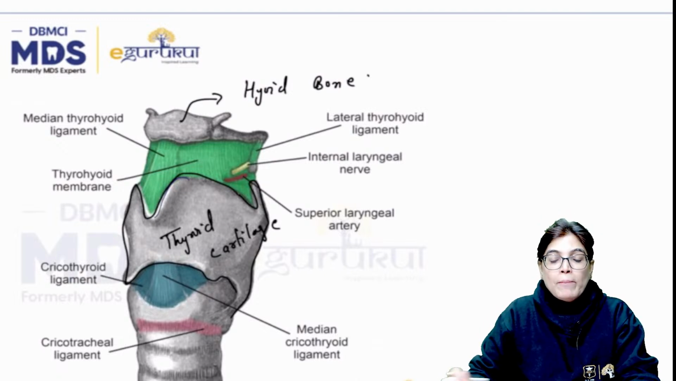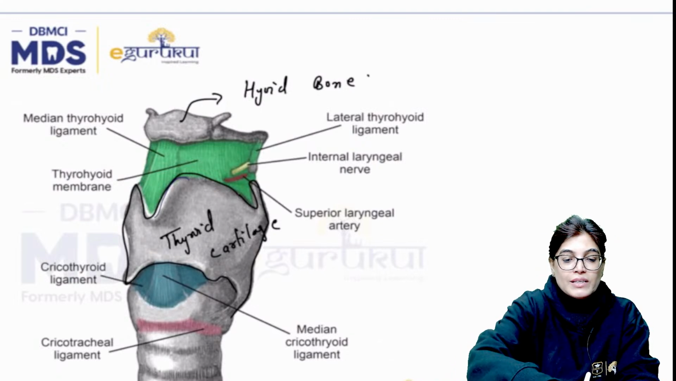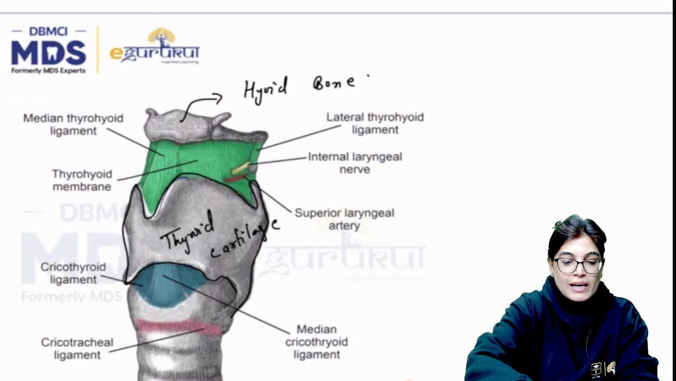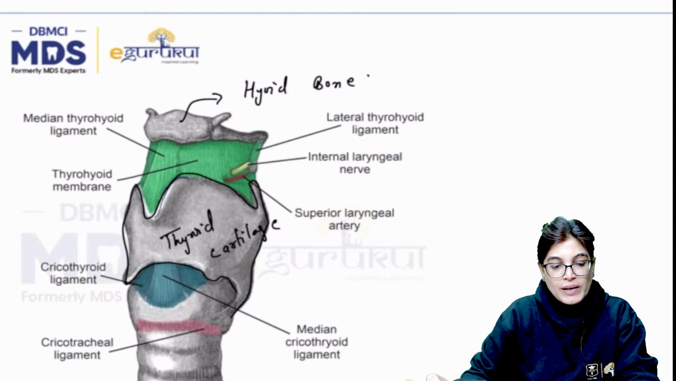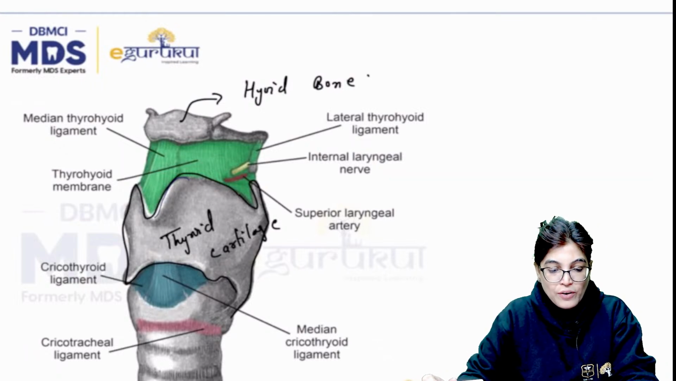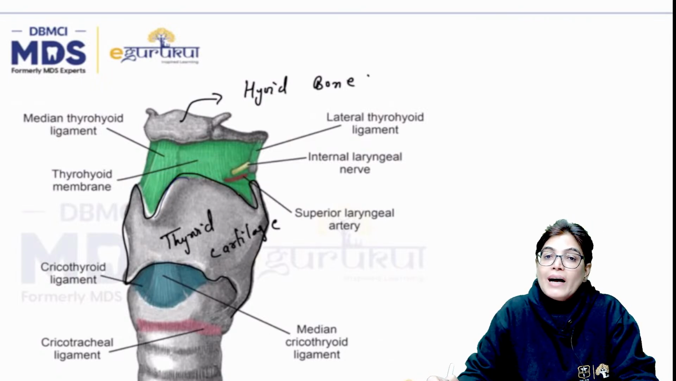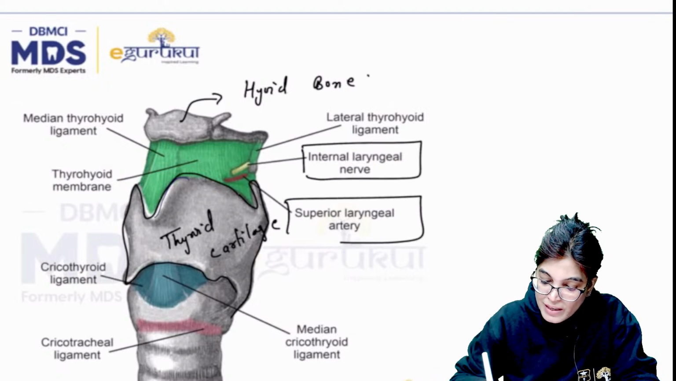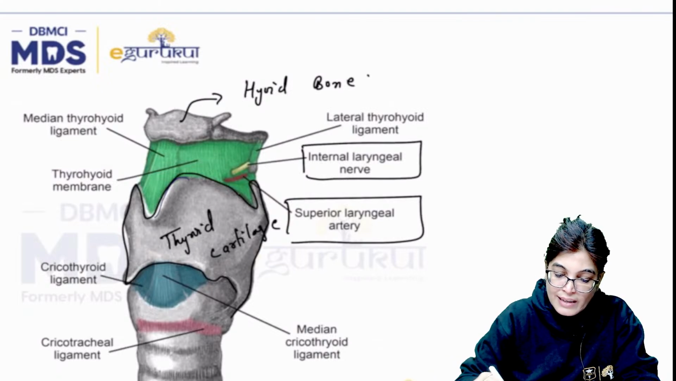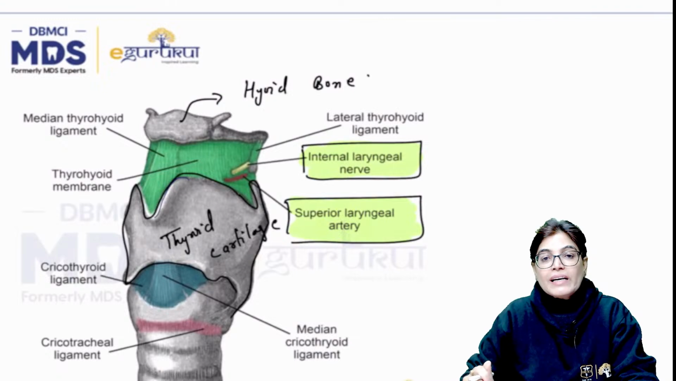You can see the membrane which is exactly connecting them. The connection is between the thyroid cartilage and the hyoid bone, and we have a nerve and an artery piercing it. The nerve is the internal laryngeal nerve and the artery is the superior laryngeal artery. That means the correct answer is the internal laryngeal nerve, which is piercing the thyroid membrane, and the other structure piercing it is the superior laryngeal artery.